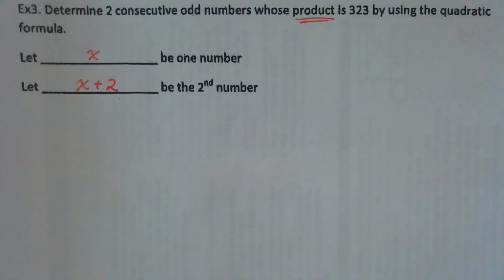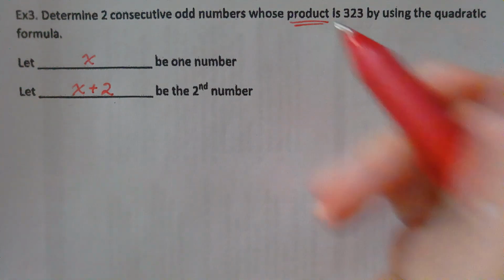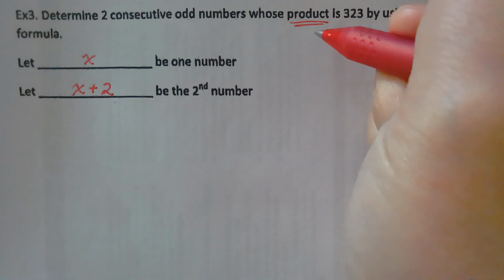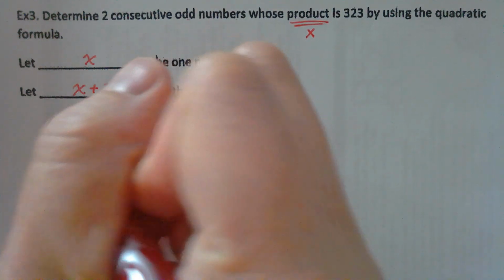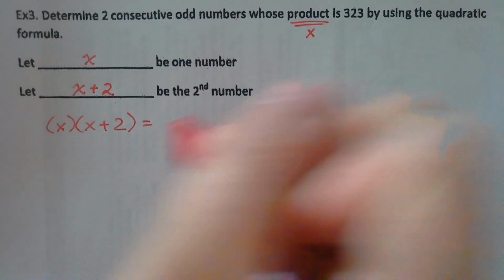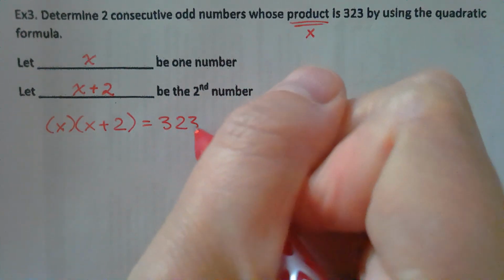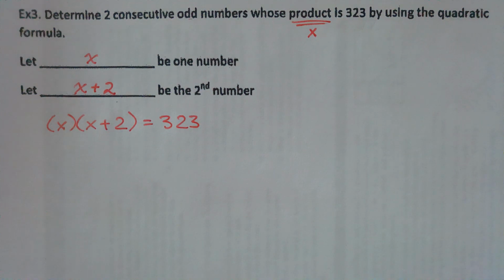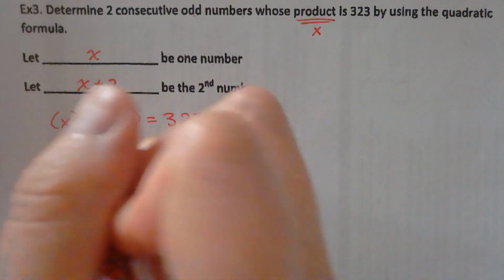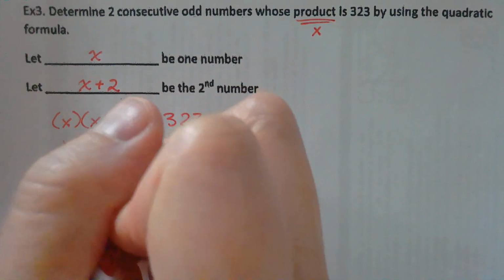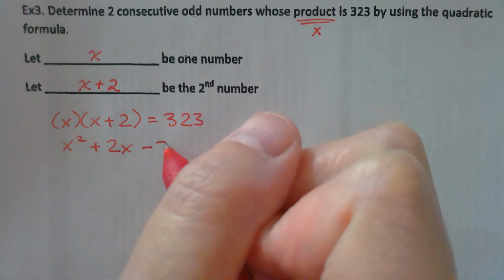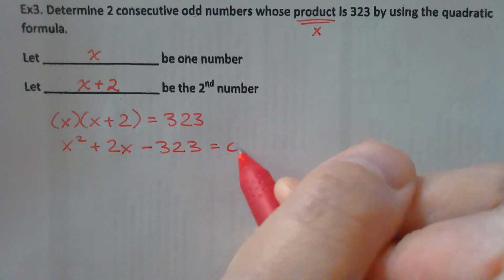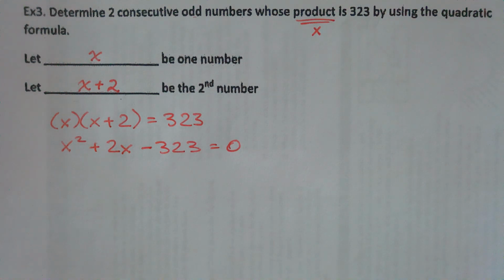Alright, now I can build my equation. Product means what again? Multiplication. Alright, so x times x plus 2. When I multiply it, it should give me 323. Okay, so then FOIL: x squared plus 2x. Bring this over, so it's minus 323 equals 0. And now we have our equation in standard form.